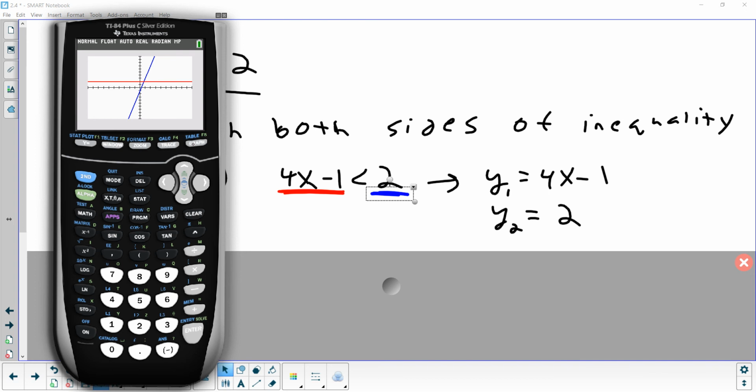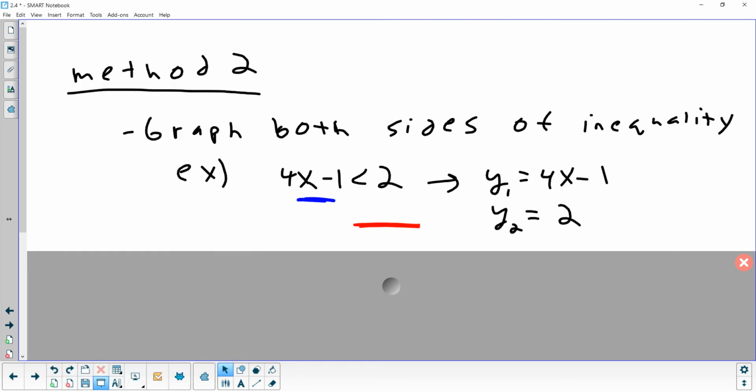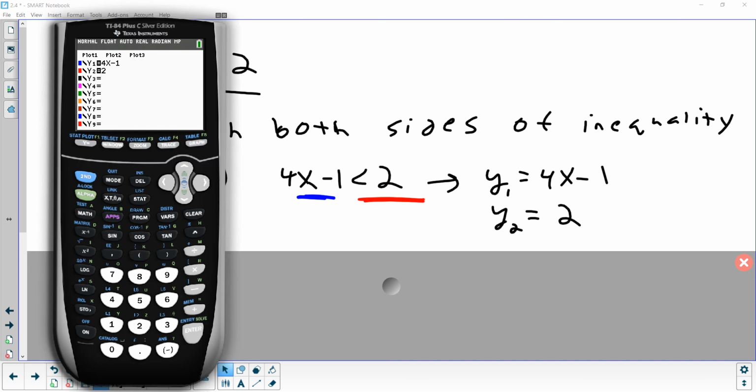Oh, did I reverse the colors? 4x minus 1 was the blue one. I'm sorry. 4x minus 1 is the blue, and 2 was the red. So look for where the blue is under the red.